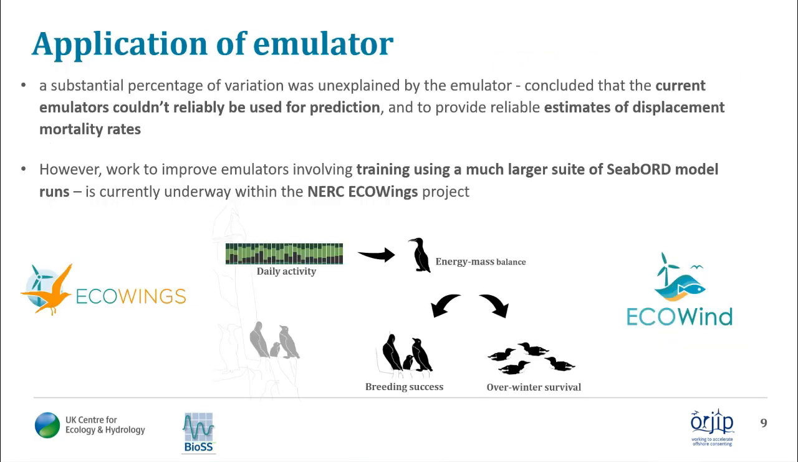In terms of the application of the emulator, we did find in this project, primarily due to the small number of runs we were able to complete, that a substantial percentage of the variation was unexplained by the emulator, which meant that it couldn't reliably be used for prediction or to provide reliable estimates of displacement mortality rates. But there is ongoing work to improve the emulators involving training using a much larger suite of SeaBORD model runs, and this is currently underway in the NERC EcoWings project.